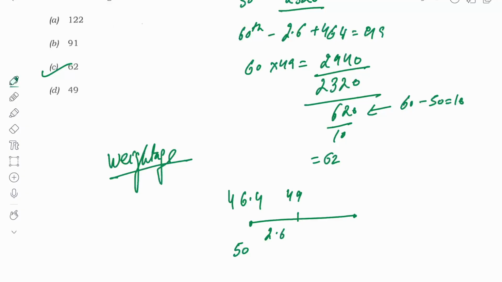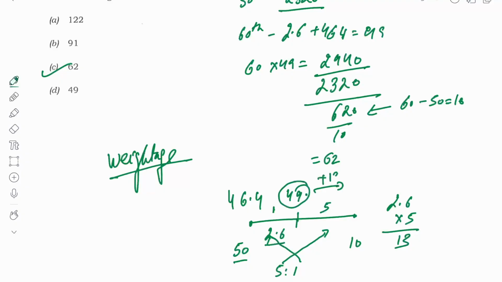How would I do that? I know this is 10. Now the important part is that because the weightage is coming 5, it is 5:1. The ratio total parts will be 6, so one part will be 2.6, then the 5 parts would be 2.6 into 5, because this gap 1 is this, 5 is this. So it comes out to be 13. Now you add 13 to this 49, and what you get is 62. So you got the answer here.